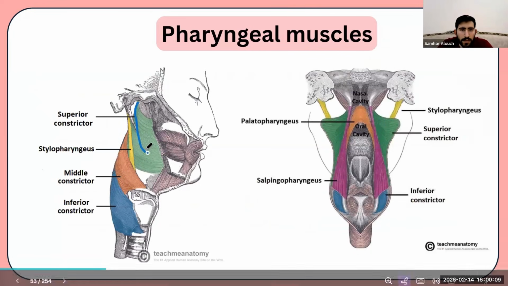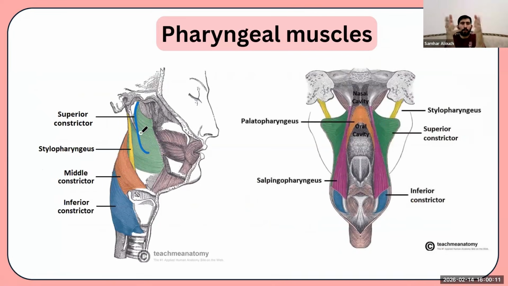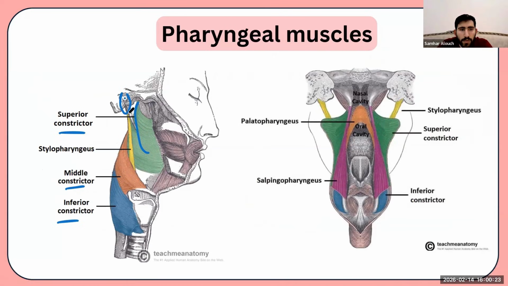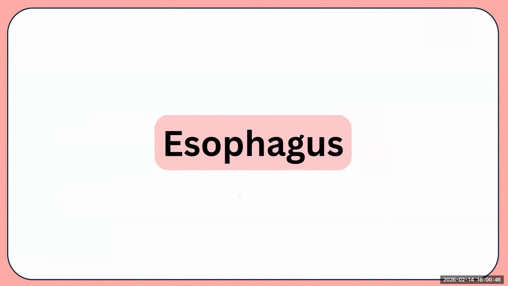As you can see here, these are constrictors. They go from both sides and attach together like a circle, okay? So first we have the superior constrictor, middle constrictor, and inferior constrictor. Here we have a muscle that goes from the styloid process to the pharynx, so it's stylopharyngeus. Here we have from the palate to the pharynx, palatopharyngeus. Here we have from the tube to the pharynx, salpingopharyngeus. Okay. Now we will go to the esophagus.